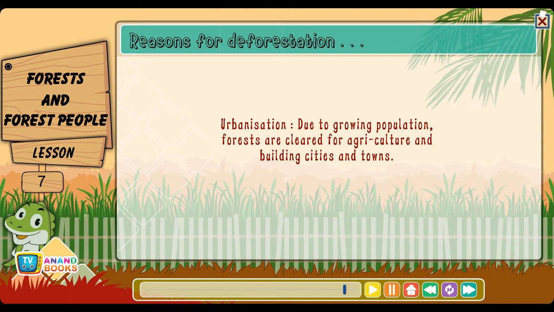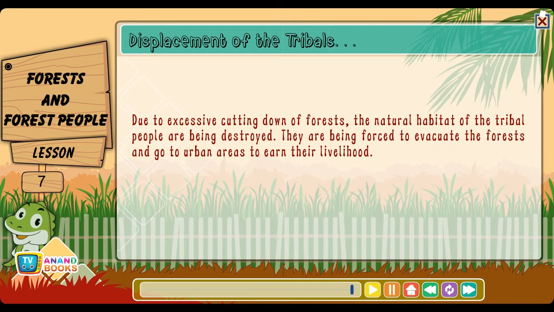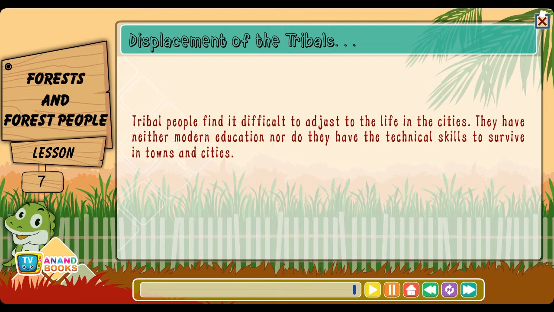Displacement of the tribals. Due to excessive cutting down of forests, the natural habitat of the tribal people is being destroyed. They are being forced to evacuate the forests and go to urban areas to earn their livelihood. Tribal people find it difficult to adjust to life in the cities. They have neither modern education nor the technical skills to survive in towns and cities.